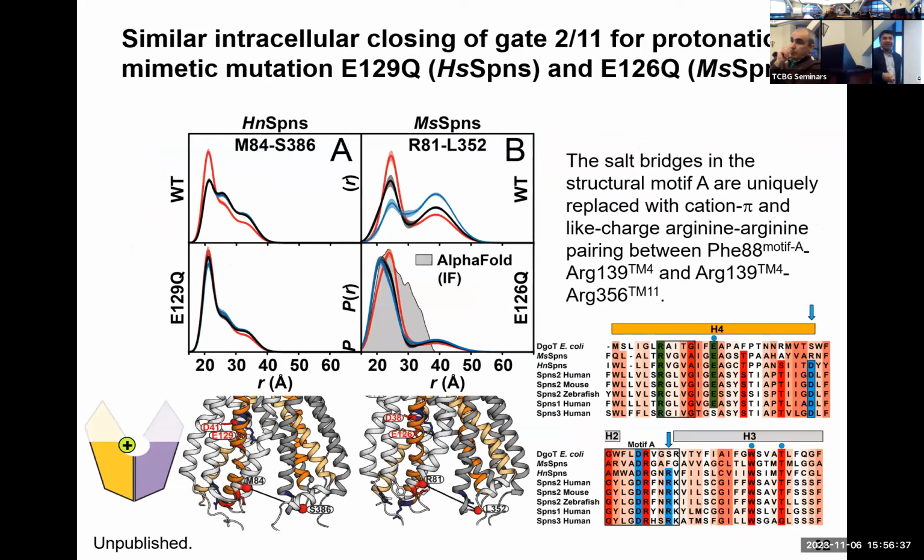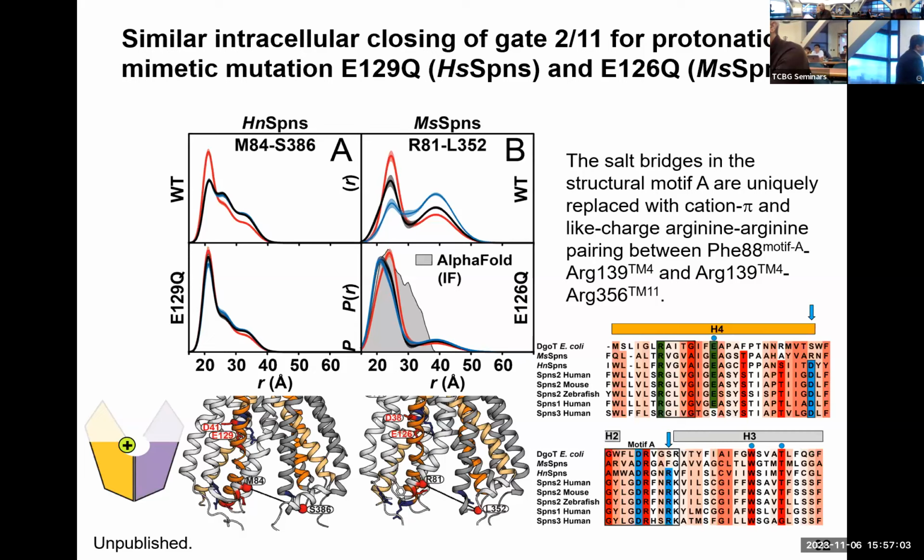For the intracellular gate 2 and 11, we introduced the same protonation mimetic mutation of glutamate 129, which is 126 in this case. And in fact, as you can see, we have a slight shift to shorter distances. We have the closing of the gate. So this glutamate is supposed to be the master protonation switch.